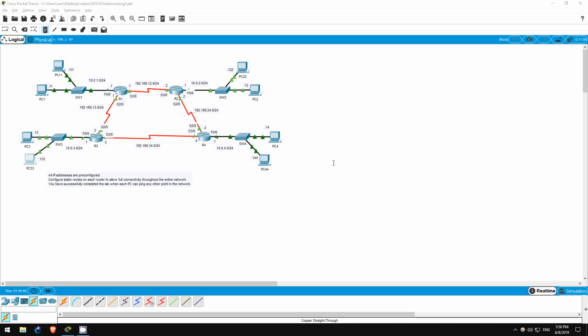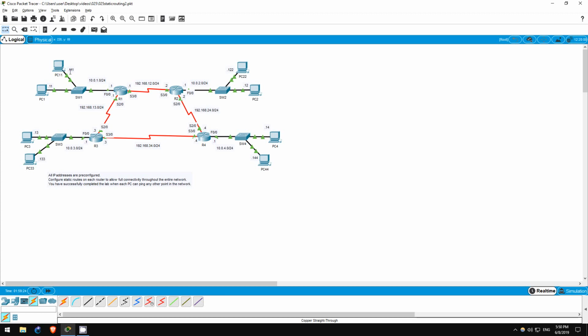In this lab, we are going to continue with what we learned in the previous lab. In this lab, however, there are now four routers, and there are a lot more static routes that need to be configured. Try to complete the lab yourself first, then continue watching if you have trouble, or watch it after to check your solution.